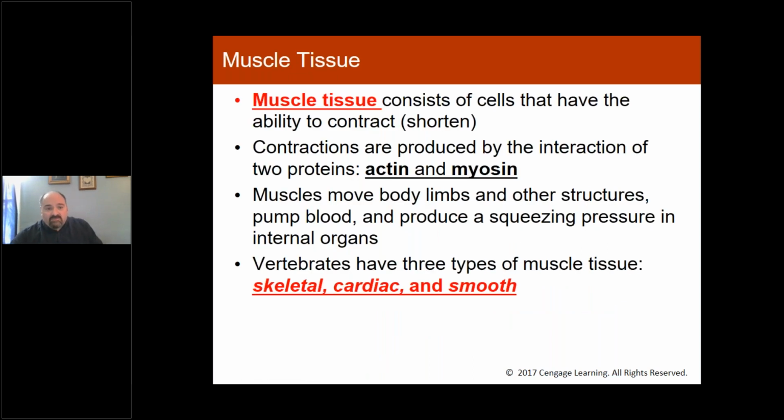Muscle type tissue. We have three different types of muscle tissue: skeletal, cardiac, and smooth muscle. Skeletal muscle is voluntary control. Cardiac muscle and smooth muscle are involuntary control, right? The body is just doing what it does in order to maintain homeostasis and keep everything flowing and moving.